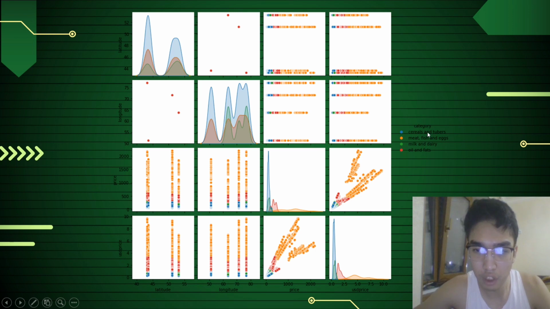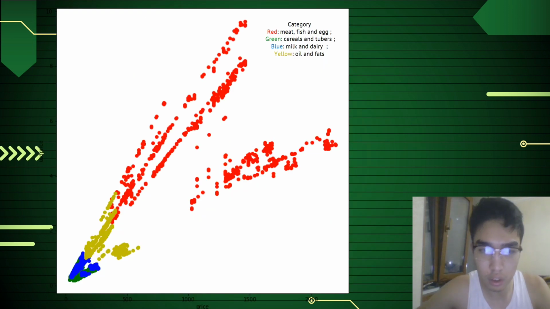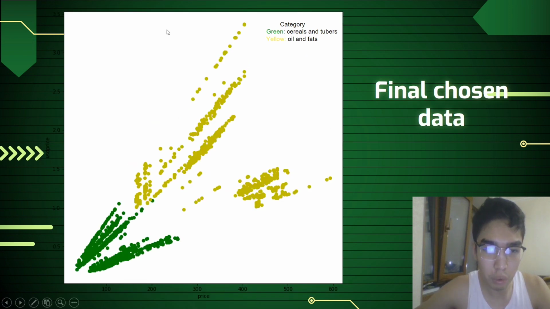And here we have the categories. You can pause if you want. Here I illustrate our data much larger, and we can briefly see here that the blue one and the green one couldn't be separated, and the yellow and red ones overlap in this region. So we can decide here to take yellow and green ones, which were cereal and oil. So this was our final data, which we decided on.